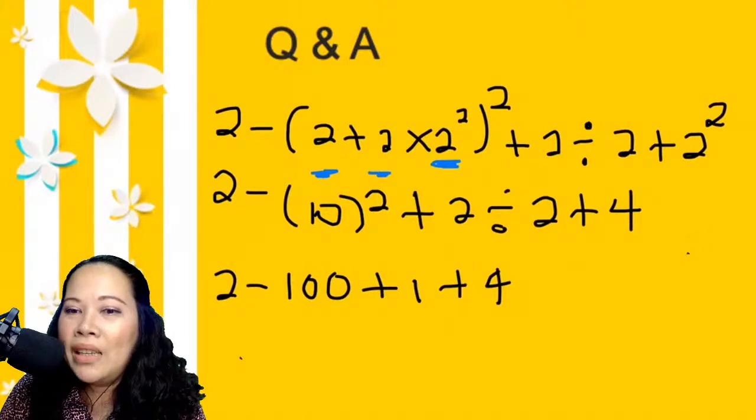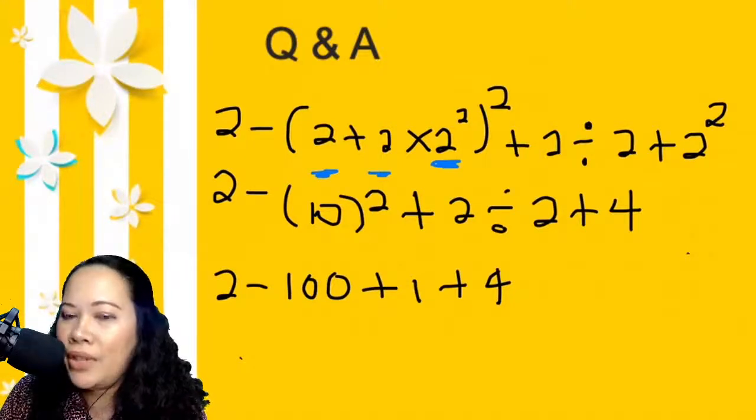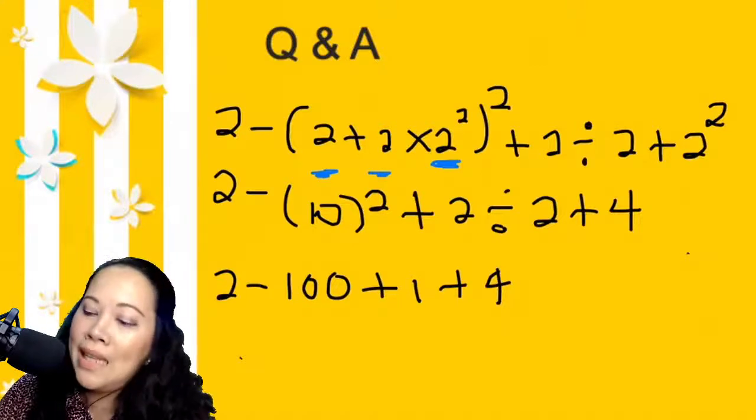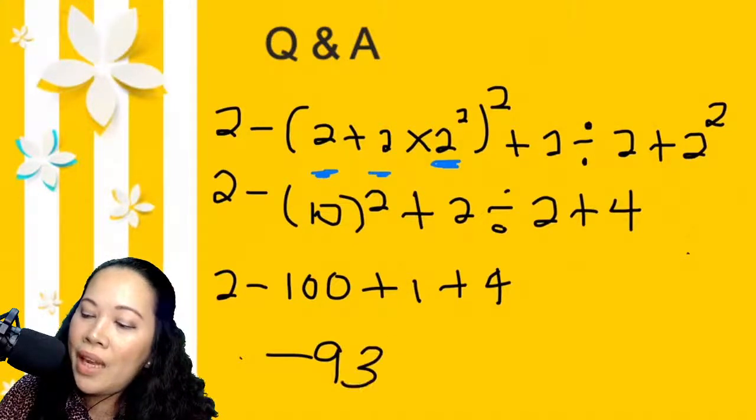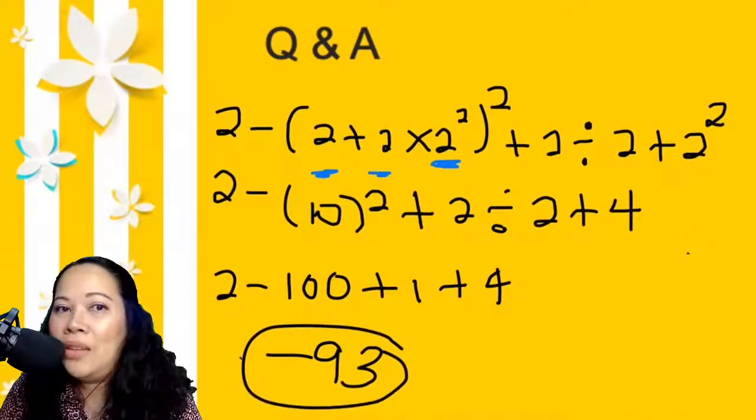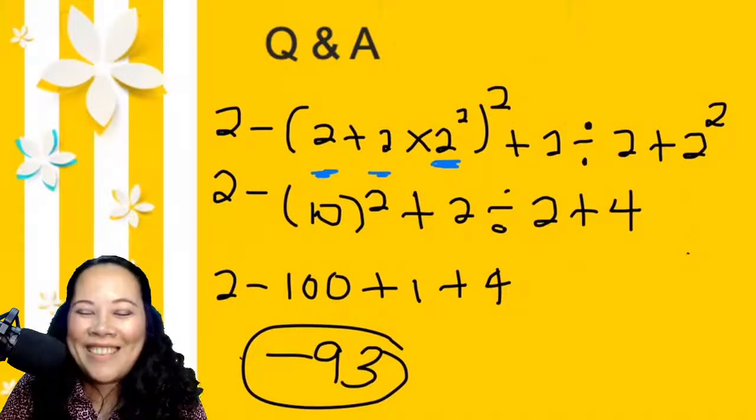Easy, right? It was like just 5 seconds. 2 minus 100. What is 2 minus 100? That is a negative 98. Plus 1, that's negative 97. Plus 4, that's negative 93. So the answer is negative 93. Okay?